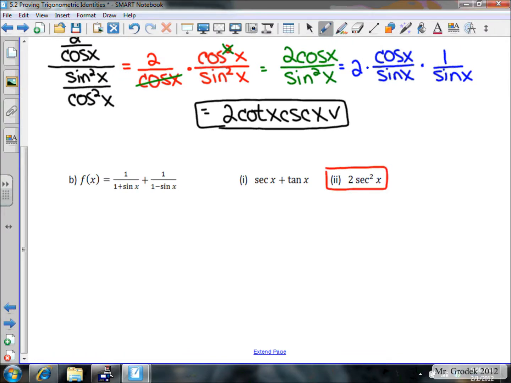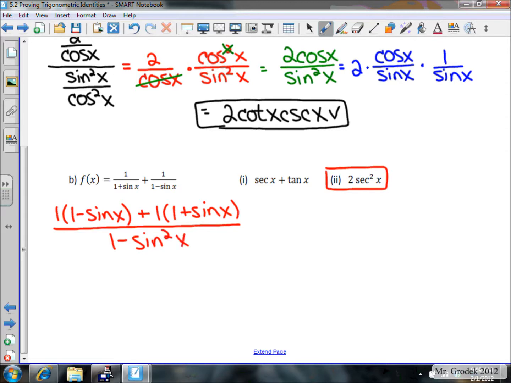When we add these two fractions, we'll have 1 times 1 minus sine of x plus 1 times 1 plus sine of x, all of that over 1 minus sine squared x. When we work on the top, we'll have 1 minus sine of x plus 1 plus sine of x. So really, the signs will cancel. We'll have 2. 1 minus sine squared is really cosine squared x. 2 over cosine squared x, simplified, would be 2 secant squared x.